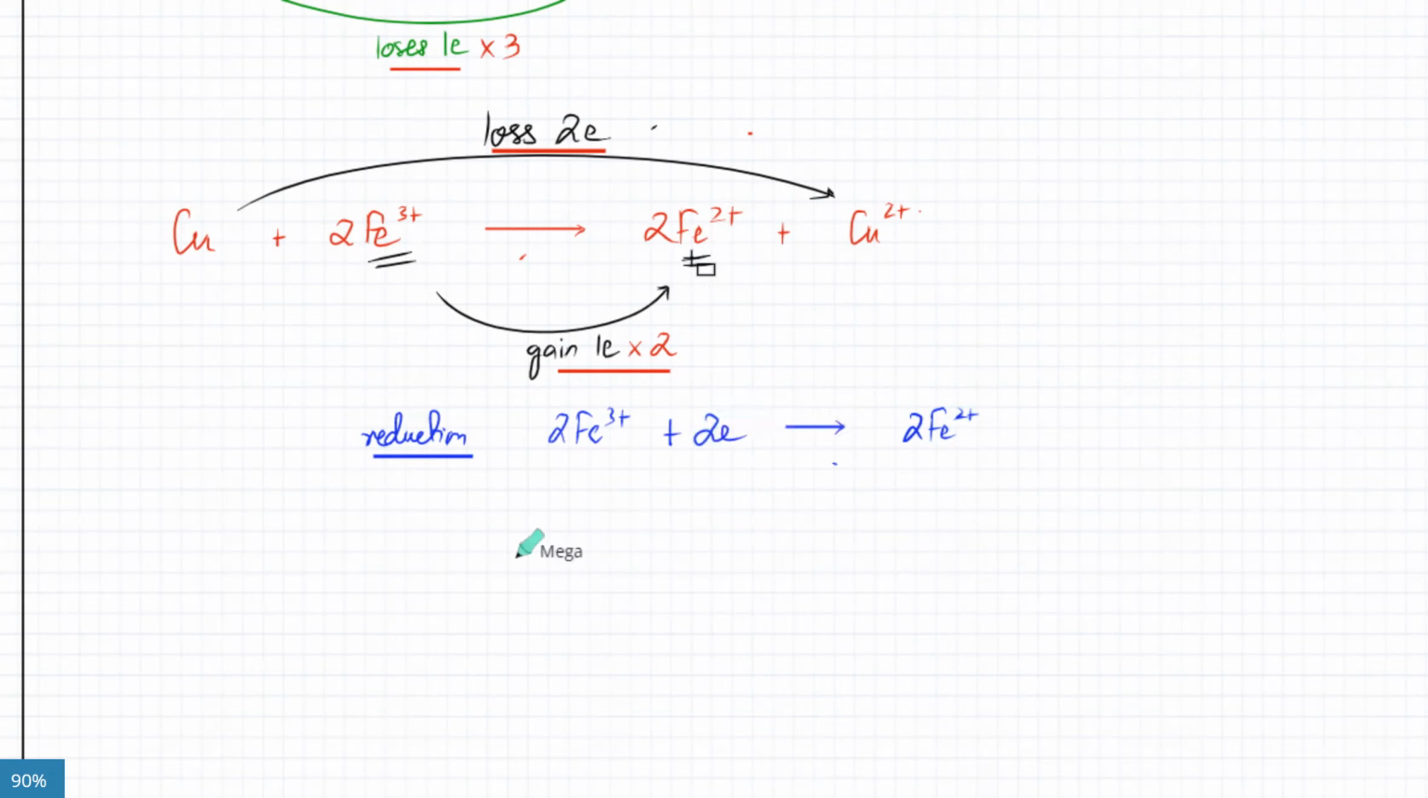And then you can separately write the oxidation equation where they're losing electrons. Now, if I write the oxidation half equation, that is the first one, copper turning into copper 2+, and it's losing 2 electrons. So copper is turning into copper 2+, and in the process, it is losing 2 electrons. So I've written down my 2 half equations as well.